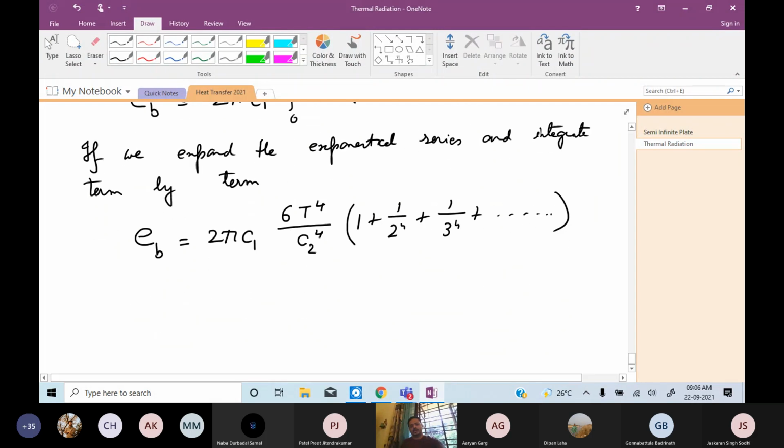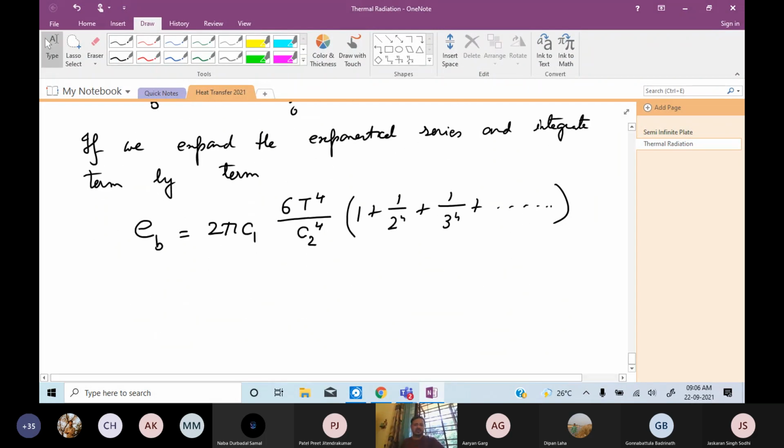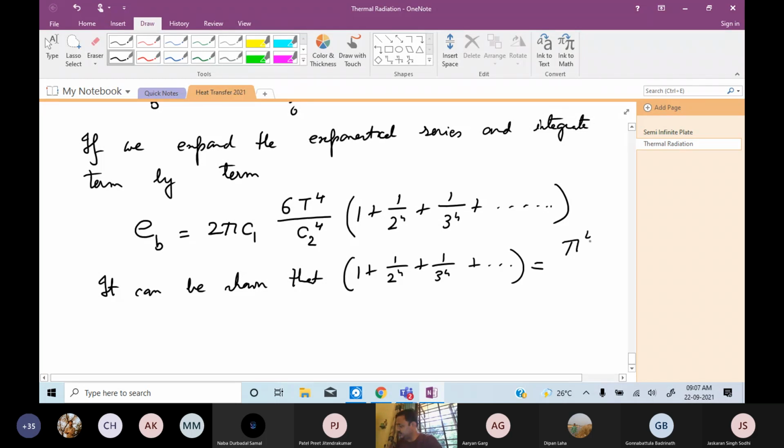okay. Now some of the things we know: for a given temperature, C1 and C2 are constants, we know that. So everything outside the bracket we know. Inside the bracket also, it's an infinite series with decreasing terms. It can be shown that this 1 plus 1 over 2 to the power 4 plus 1 over 3 to the power 4 plus and so on to infinity is actually pi to the power 4 by 90.